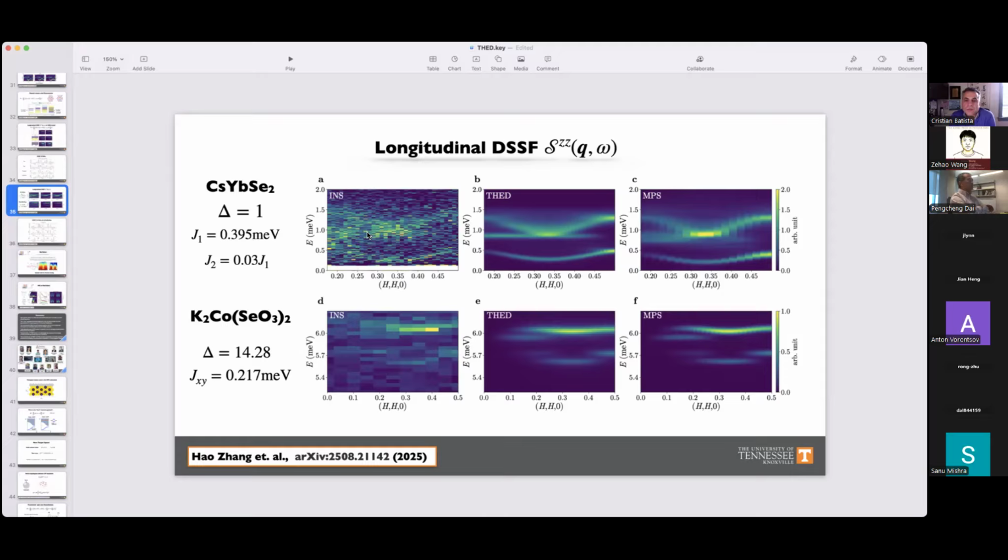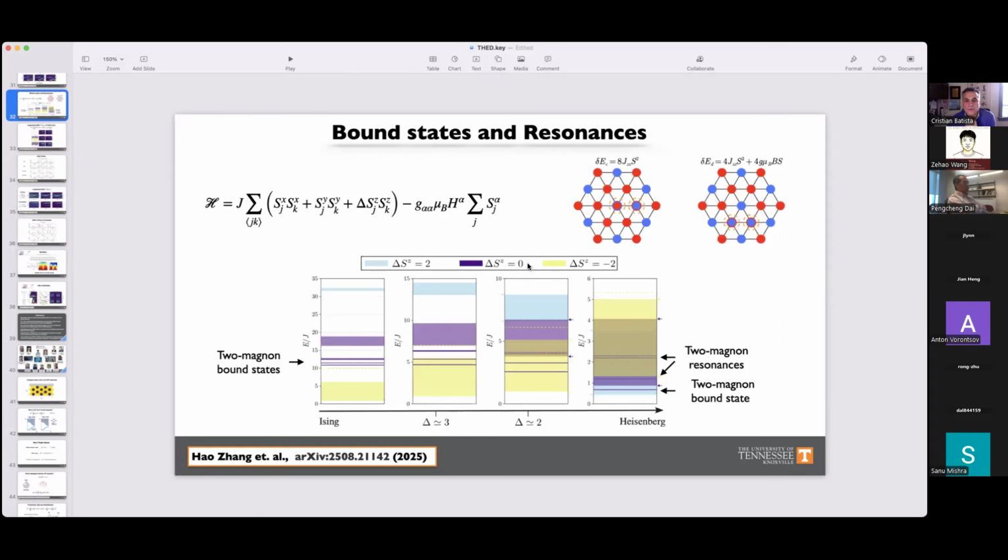Yeah, so this is something that is happening in the longitudinal channel because remember it's delta Z equals 0. So it's a two-magnon bound state. What I was saying here, right, is that these two-magnon bound states have delta Z equals 0. They appear in the longitudinal channel.